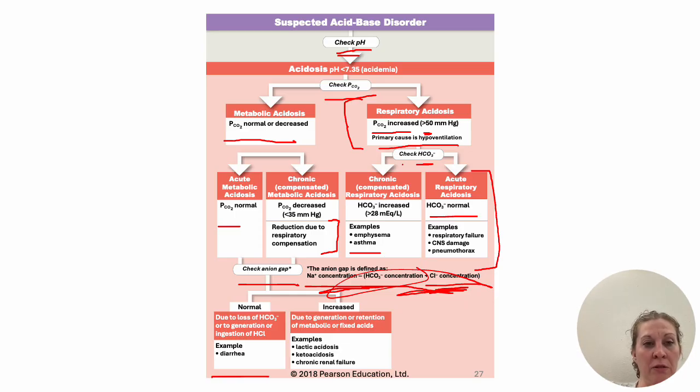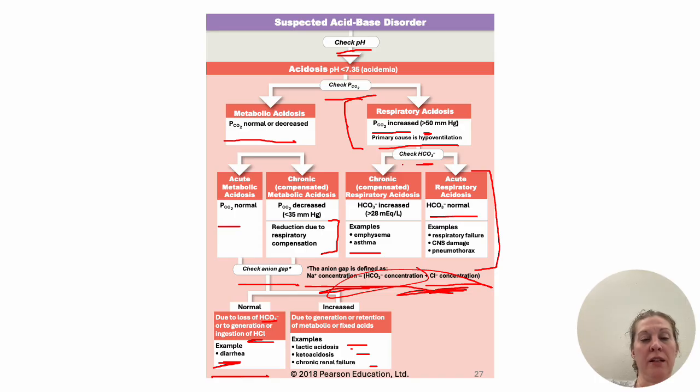So if it's normal due to a loss of bicarbonate or to the generation or ingestion of hydrochloric acid, an example would be diarrhea. Okay, so you'd have normal bicarbonate and normal anion gap. If the anion gap is actually increased, this would mean that the generation or retention of metabolic or fixed acids is occurring, and lactic acid, ketoacidosis, or chronic renal failure would be your diagnosis.